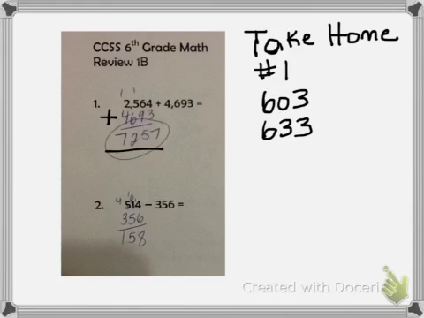Next, 514 minus 356. I lined up 356 just below 514 so the place values lined up. And we had to do some borrowing for this one after we subtracted. The difference is 158.